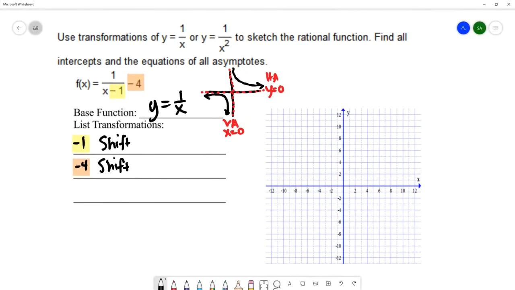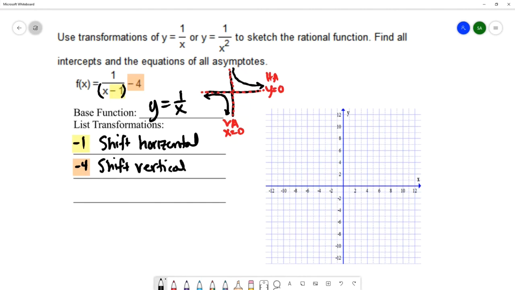The way that we tell the difference is when one of them is on the inside and the other's on the outside. So this one here is inside of our fraction, inside of our base. So this one is going to be horizontal. And the -4 is happening away from that fraction, and that's outside of the base, and that is vertical.